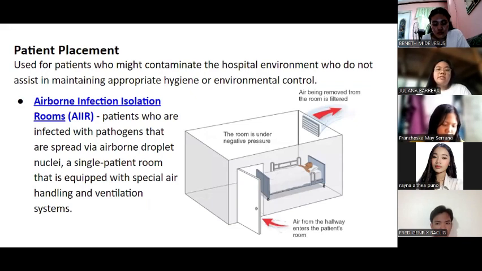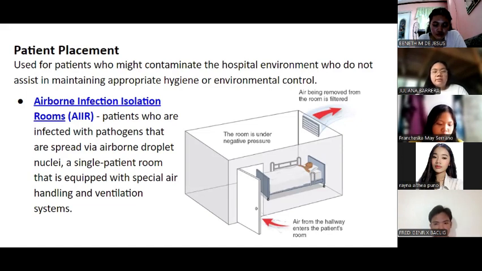So, for patient placement naman, there are two types of patient placements, namely the AIIR and the protective environment. So, what is patient placement muna? Whenever possible, single patient rooms are used for patients who might contaminate the hospital environment or who do not assist in maintaining appropriate hygiene or environmental control. So single rooms are always indicated for patients placed on airborne precautions, and are preferred for patients requiring contact or droplet precautions.